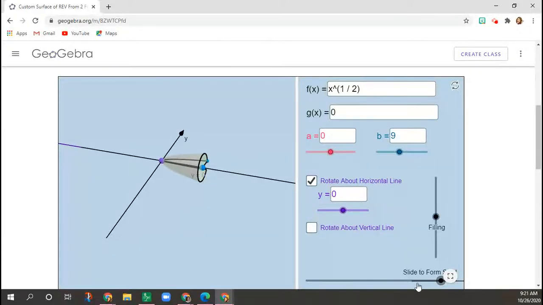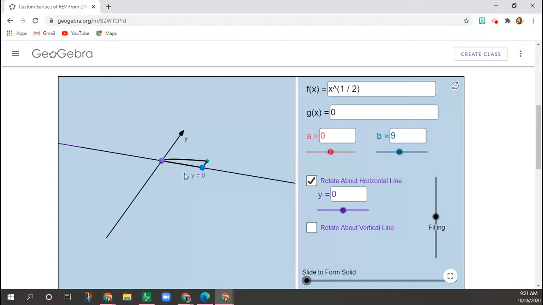But hopefully you can see that we can take this two-dimensional region that we start out with and rotate it around. Internet's being slow. There we go. To create a solid.